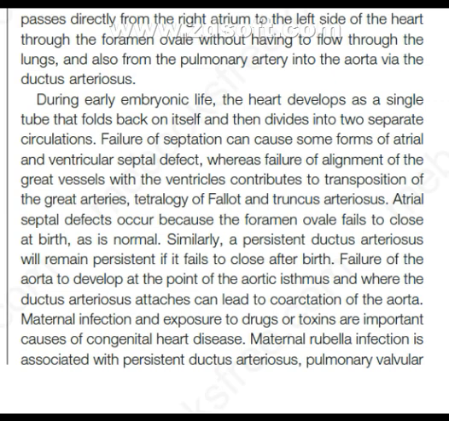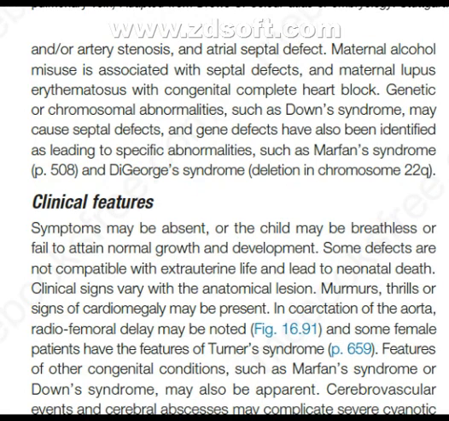Maternal rubella infection is associated with persistent ductus arteriosus, pulmonary valvular and/or artery stenosis, and atrial septal defect. Maternal alcohol misuse is associated with septal defects, and maternal lupus erythematosus with congenital complete heart block. Genetic or chromosomal abnormalities such as Down syndrome may cause septal defects, and gene defects have also been identified as leading to specific abnormalities such as Marfan syndrome and DiGeorge syndrome, where there is a deletion in chromosome 22q.